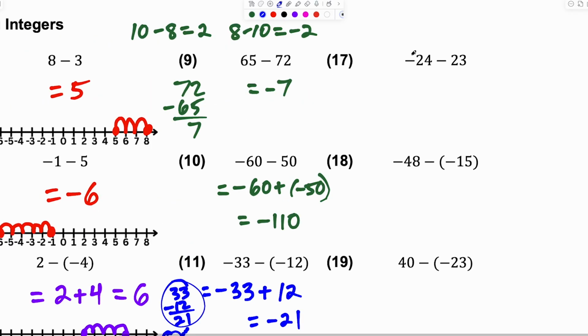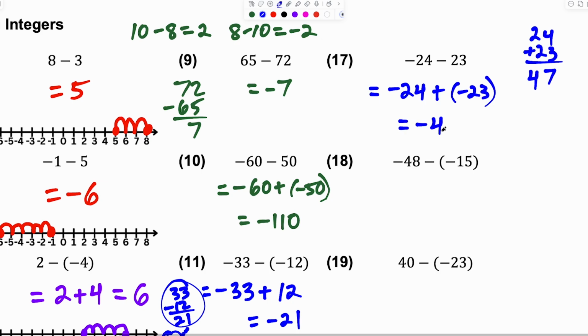Question 17, we have negative 24 minus 23. So for this, we could write negative 24 plus negative 23. And we could just do this sum on the side. We could do 24 plus 23. And 4 plus 3 is 7. 2 plus 2 is 4. So we're going to get negative 47.